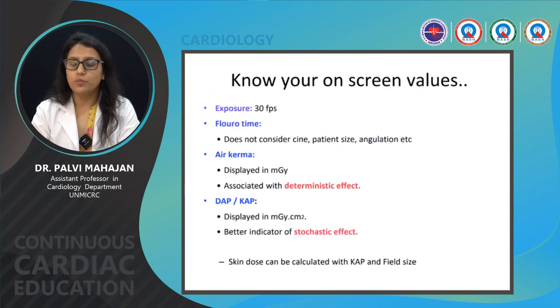We should know what is displayed on our screen. Exposure is 30 frames per second. Fluoro time does not consider cine, patient size and angulation. Air kerma is displayed in milligray and it is associated with deterministic effect. However, DAP and KAP are displayed in milligray per centimeter square. It is a better indicator of stochastic effect. Skin dose can be calculated with KAP and field size.